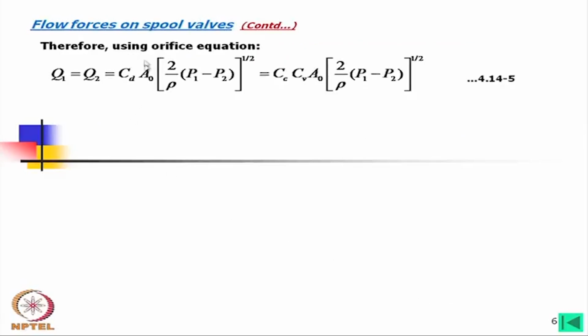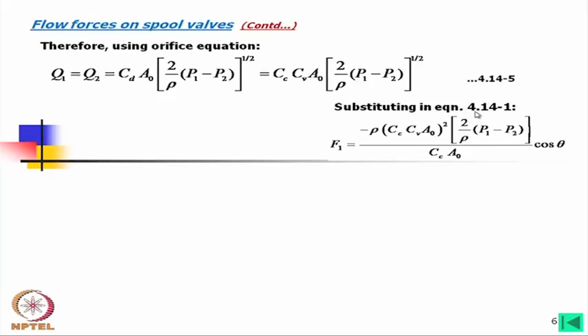Now, what we can write? We now use the orifice equation and we can write Q1 is equal to Q2, because this is the same. This is the coefficient of discharge into A0. A0 again I am considering the area, what the orifice area has opened. Then 2 by rho (P1 minus P2). P1 is the pressure inside, P2 is the outside of this orifice, if you remember the figure. Now, this again we are resolving into Cc and Cv, the contraction coefficient and velocity coefficient. Okay.